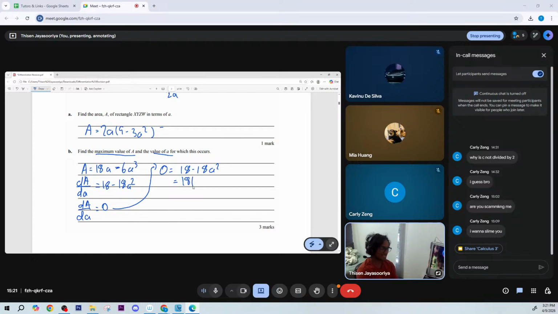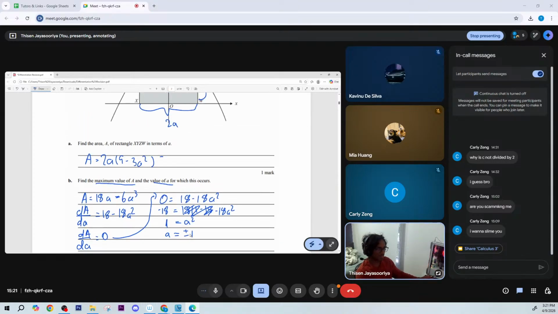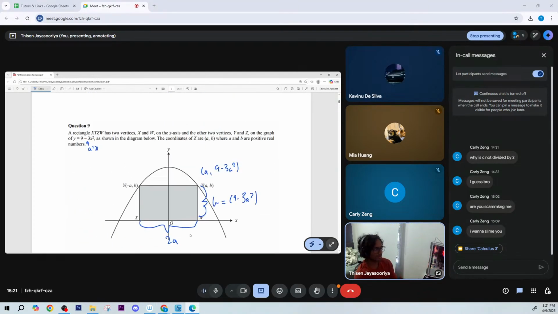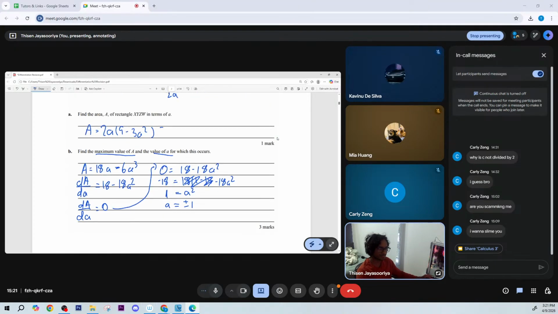So I get 18, 1 take away, oh, let me just solve this normally. This is negative 18, negative 18a squared. I can divide both sides by 18, so we get 1. And we get a equals plus or minus 1. But then here, I need to remember that a and b are positive real numbers. So hence, a equals positive 1 as a is greater than 0. Yeah?